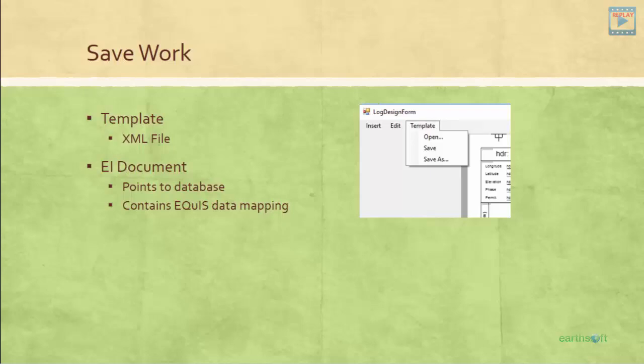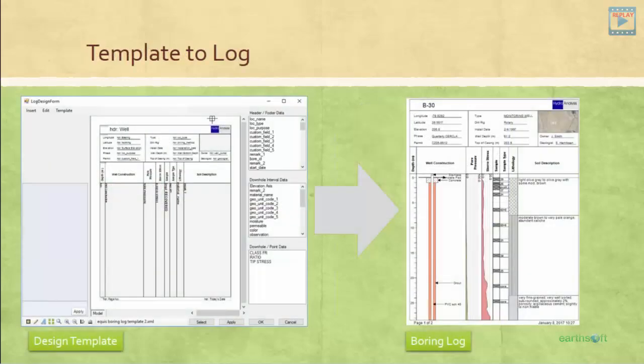And then there are 2 ways of saving your work. As I said, you could save it out as a template. You can also save it out within the EnviroInsite document. One of the advantages to that is it has a link to the database, so you just restore the document, it automatically connects to the database, loads essentially the same information that's in the template, and creates the log. So there are 2 ways of doing that. The template's more portable, like between projects or between users. So that's one good way of doing that.